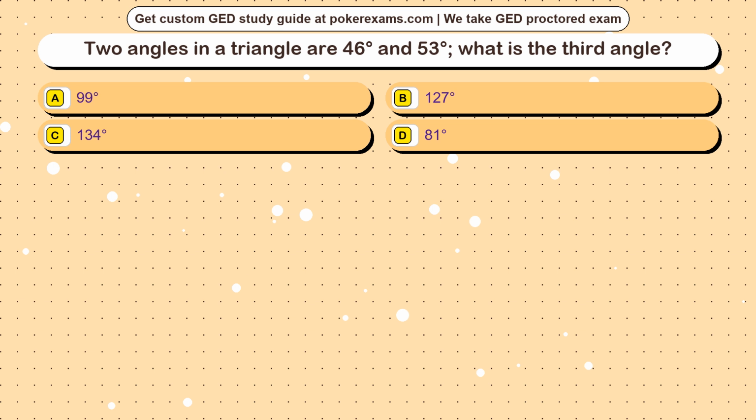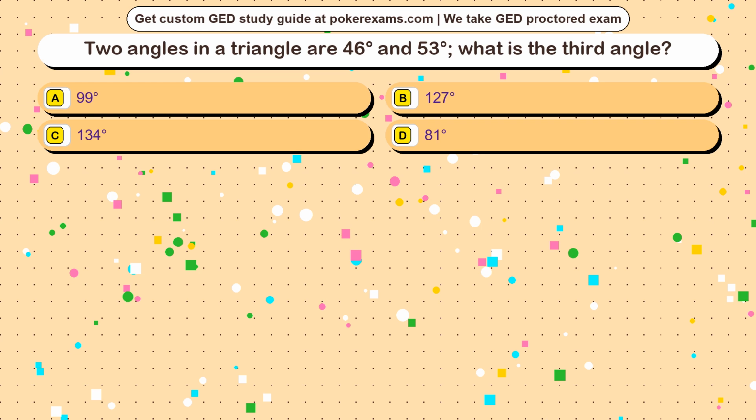Question 5. Two angles in a triangle are 46 degrees and 53 degrees. What is the third angle? Option A, 99 degrees. Option B, 127 degrees. Option C, 134 degrees. Option D, 81 degrees.